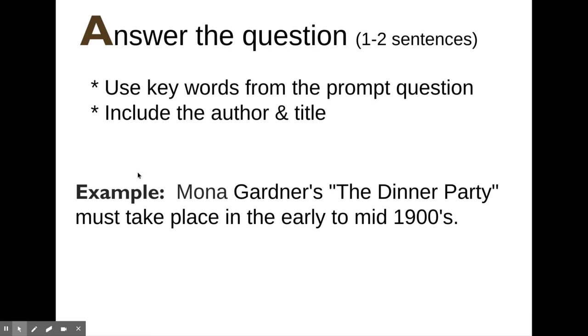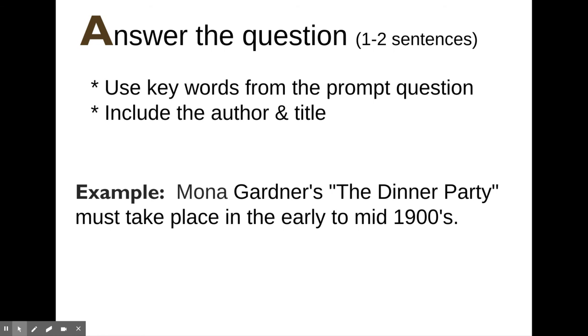There are several ways you can phrase it, but I decided on this. Mona Gardner's The Dinner Party must take place in the early to mid 1900s. Let me double check myself. Yes, I used keywords from the question right here. I answered the question, and I have the author and the title. I can get the author and the title in there in different ways. I could have said, in The Dinner Party by Mona Gardner, the story must take place in the early to mid 1900s. So there's not one way you have to do it.